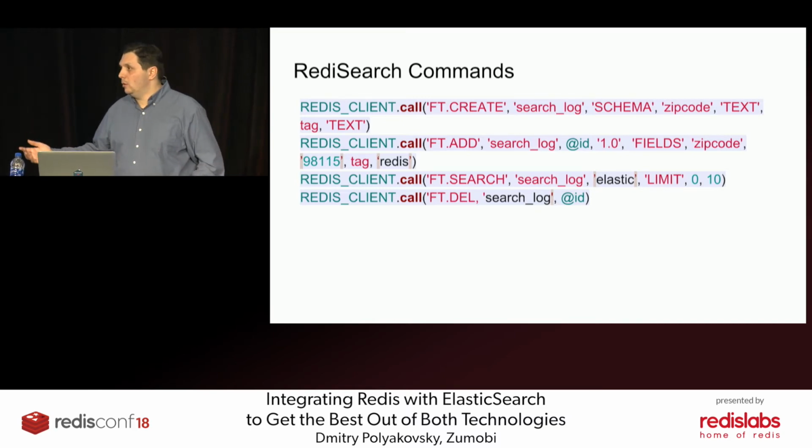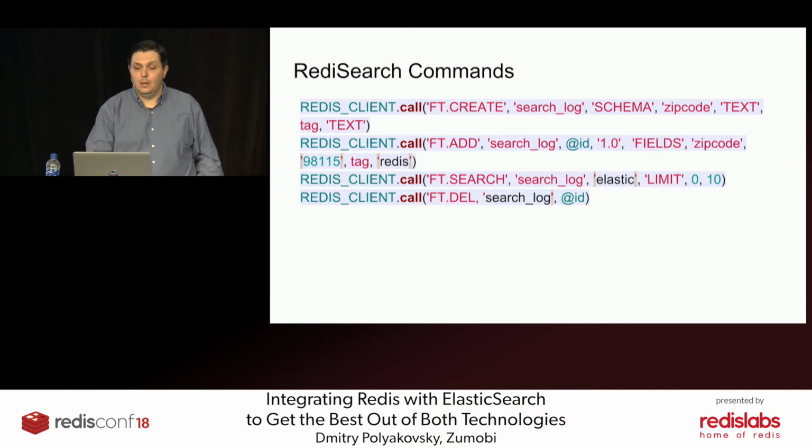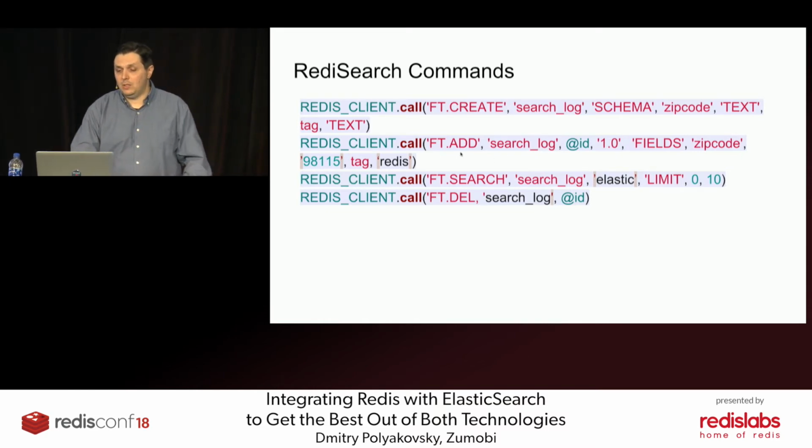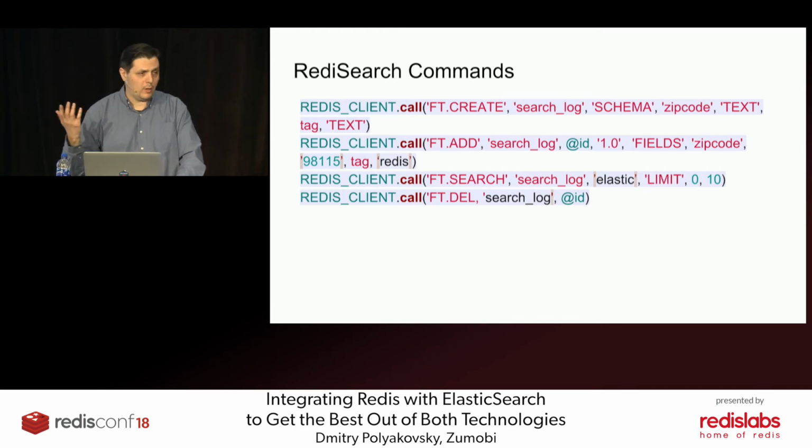You don't have to do it. For example, ElasticSearch will generate its own unique IDs for documents if you don't want to pass your own ID. But anyway, after that, I call FT.ADD. I specify the index name, ID, and specify the fields such as zip code and tag Redis. That's the data that I want to index. And then I call FT.SEARCH. I specify the index name, the query, and I can optionally do a limit with the beginning and end parameters. And if I want to get rid of a document, I just call delete.